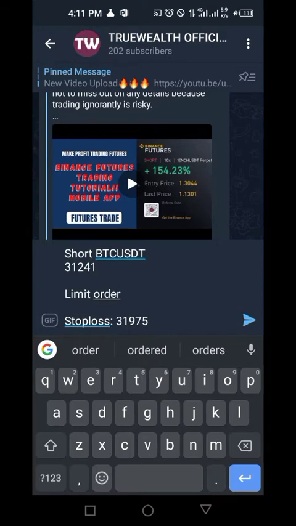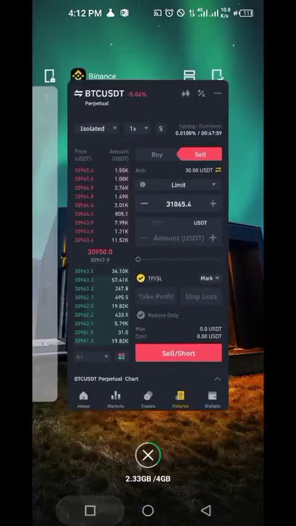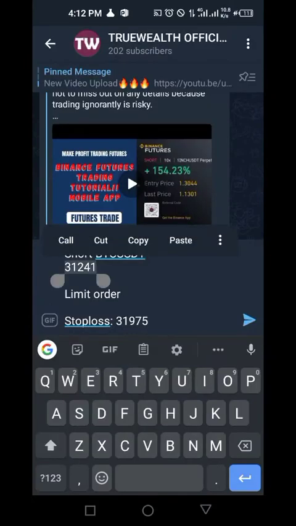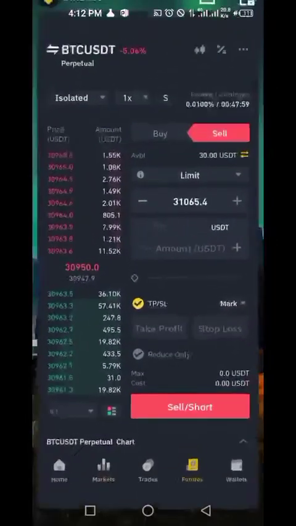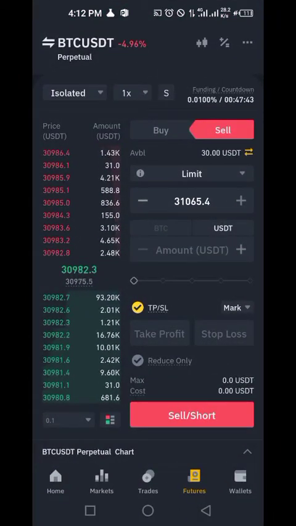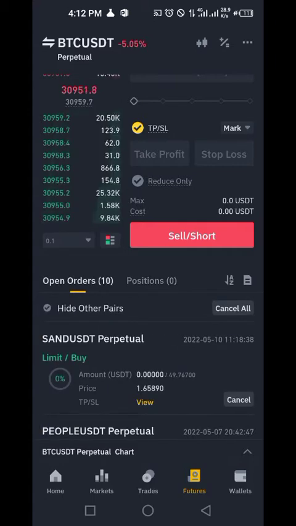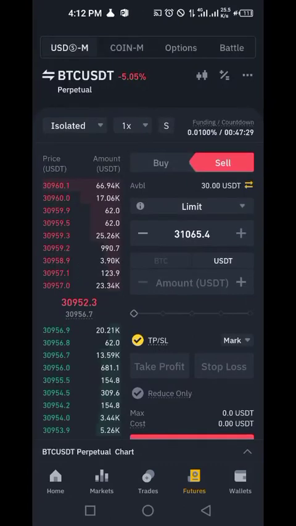Here is an example. Let's say I say short BTC USDT at this price. Short BTC is sell BTC at 31,241. Now it's on limit order. The reason why it's on limit order is because the price hasn't gotten to 31,241. If you say market order, it means execute at the current market price, so it will directly open the position, as I've said on the other video. But if it's on limit order, it will wait here until the price gets there, and then it will activate the trade.